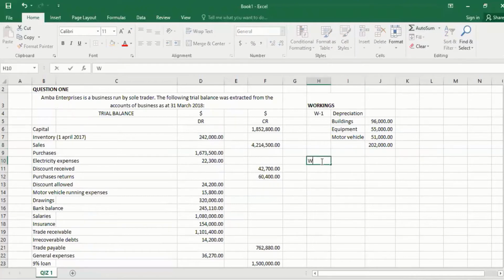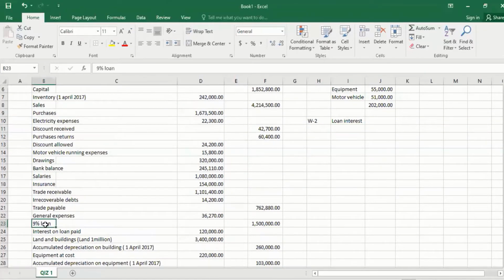The next item I can work on, though it is not in additional information, is the loan interest. Loan interest, I need to confirm whether the loan interest given there is correct. We can see the amount of loan is 1.5 at 9%. Now, what does this mean? 9% means that this loan interest is fixed. So if I want to determine the value of interest, I'll take the principal amount multiplied by the rate of interest.